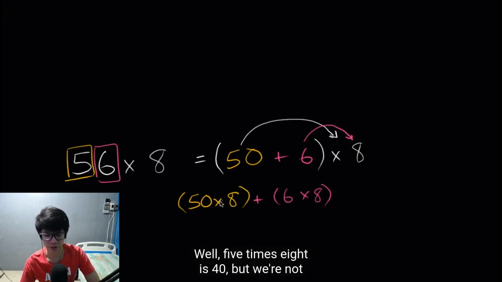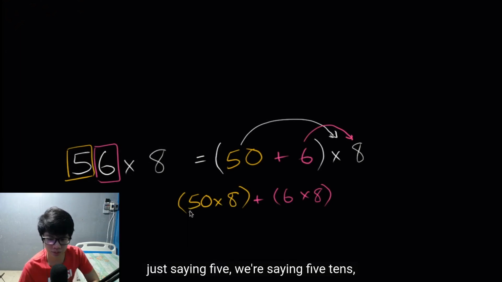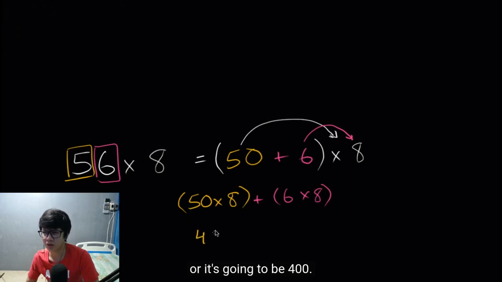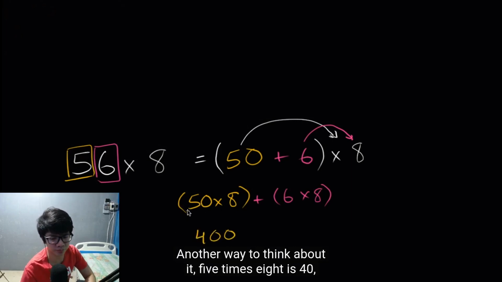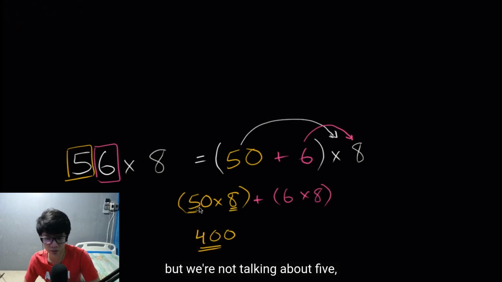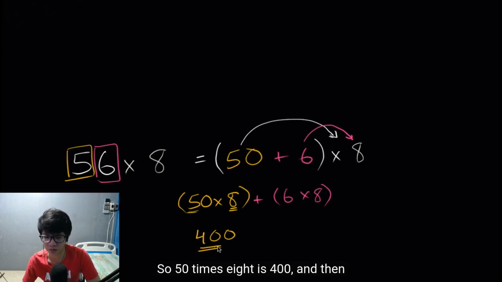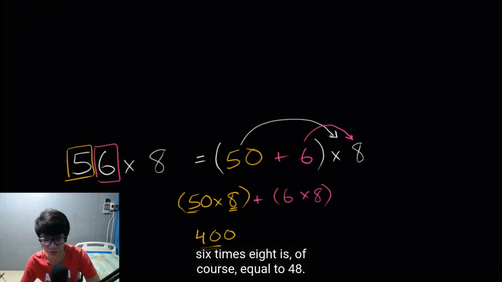And 50 times 8? Well, 5 times 8 is 40. But we're not just saying 5, we're saying 5 tens. So 5 tens times 8 is going to be 40 tens, or it's going to be 400. Another way to think about it, 5 times 8 is 40. But we're not talking about 5, we're talking about 5 tens. So it's going to be 40 tens. So 50 times 8 is 400. And then 6 times 8 is, of course, equal to 48.